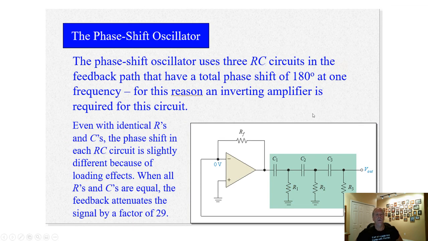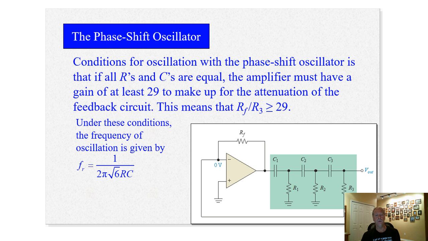Here's another oscillator, a phase shift oscillator, very clever circuit. It has 3 capacitors and 3 resistors. They're all the same. The resistors are all the same value. The capacitors are all the same value. Turns out when all of these are equal, it attenuates the signal by a factor of 29. Okay, exactly 29.